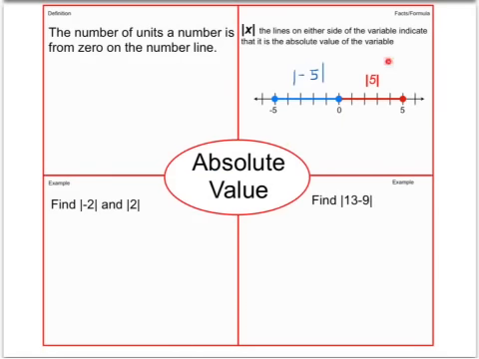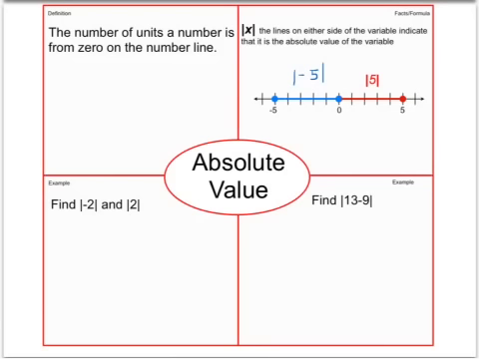Taking a look at this example then, or the fact and formula up here, we have the absolute value of 5 and we have the absolute value of -5. Now the value for both of these is going to be 5 because whether you're at 5 or at -5, you're still the same distance from 0 either way.